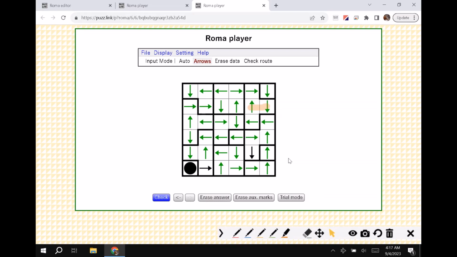Yeah, so that's my two Romas. I would really like to see more of this genre. I think there's possibly some unexplored logic here. When I was setting these two, there's a lot of logic that gets lost in the disambiguation. It's very easy to have an ambiguous region in Roma, especially if you're trying to not use too many arrow clues.